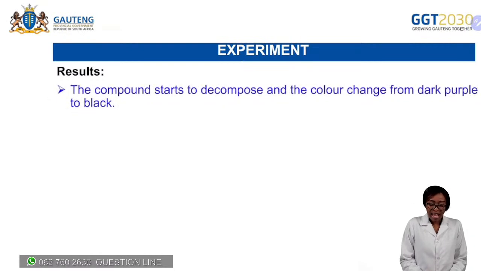So first, the compound starts to decompose and the color changes from dark purple to black. That is the first observation, the color change of the potassium permanganate. It changed from dark purple to black.